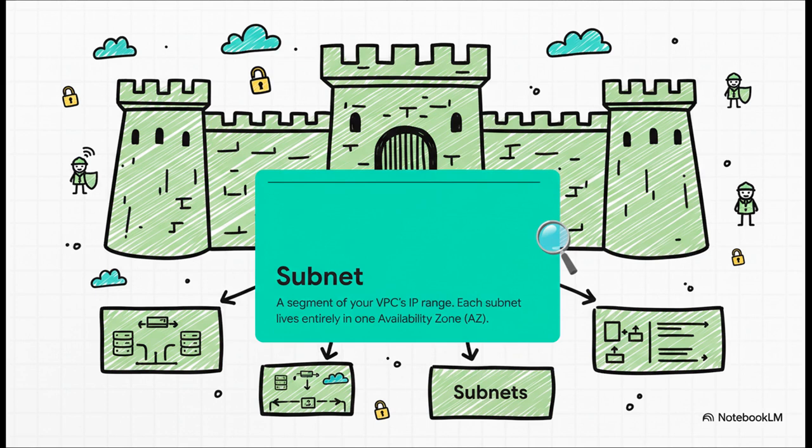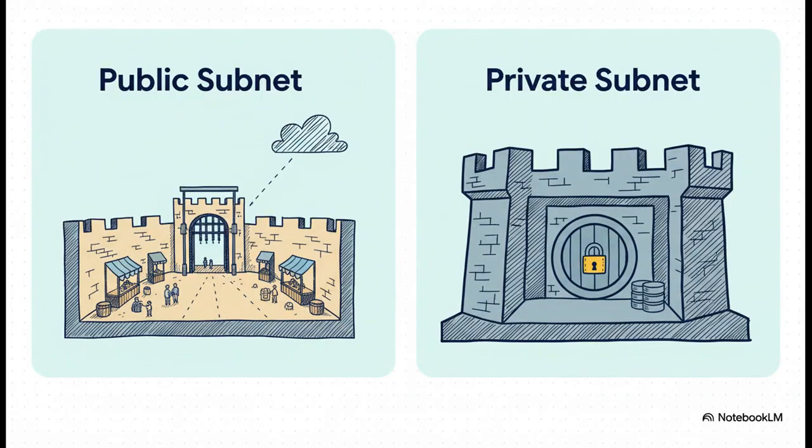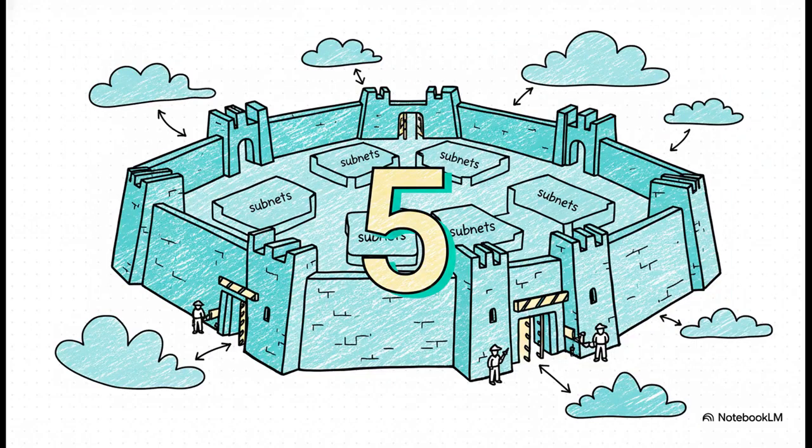Pretty smart, huh? And you gotta know, not all zones are created equal. You have a public subnet, which is like the welcome center or the public-facing storefront of your fortress. It's connected to the internet so people can get to it. Then you have the private subnet. This is the secure vault. It is completely isolated from the internet, which makes it the perfect, safe place to keep your valuable databases and your critical backend services.